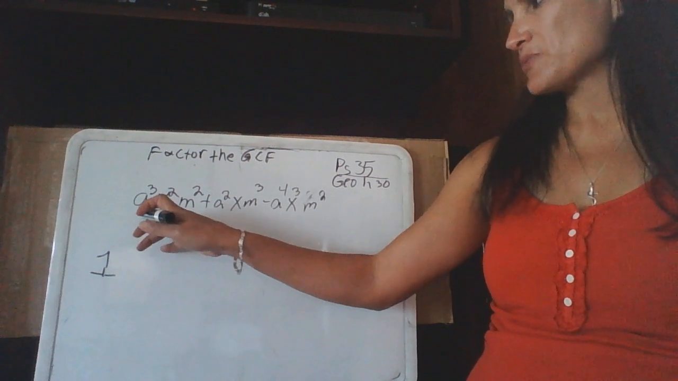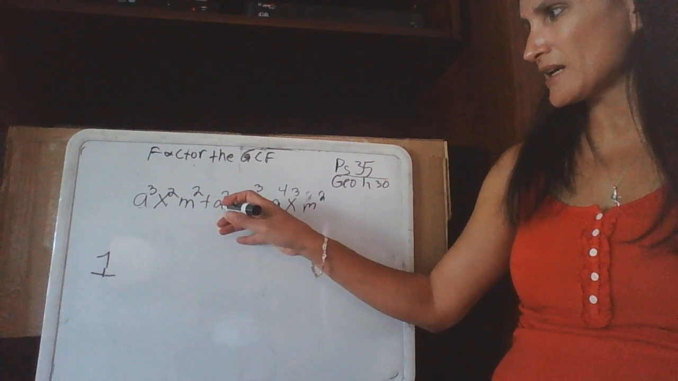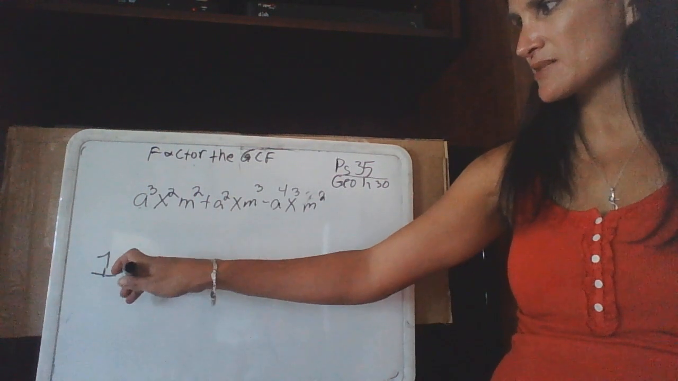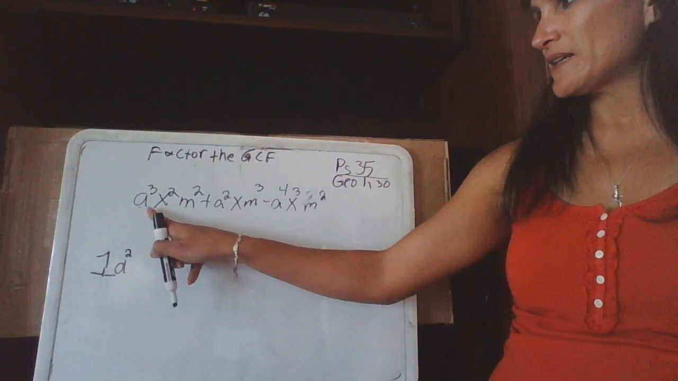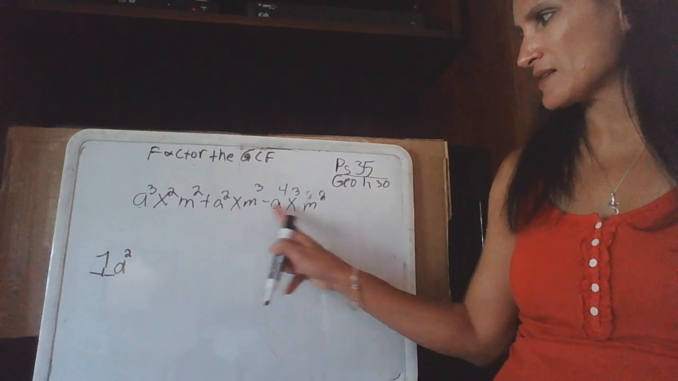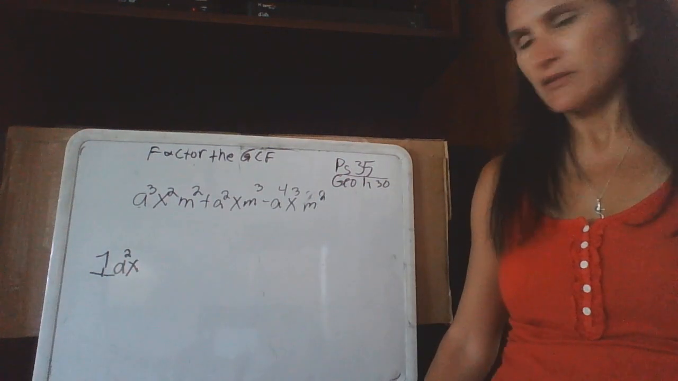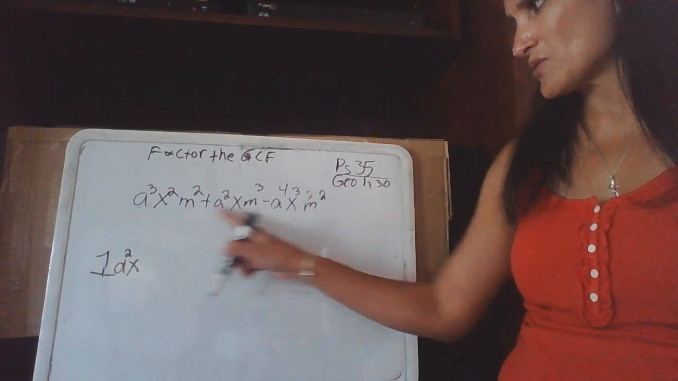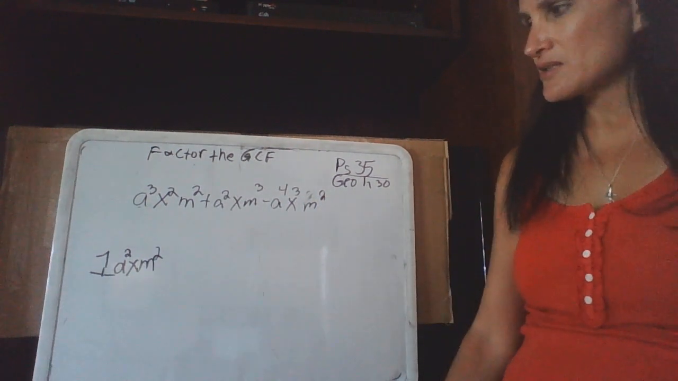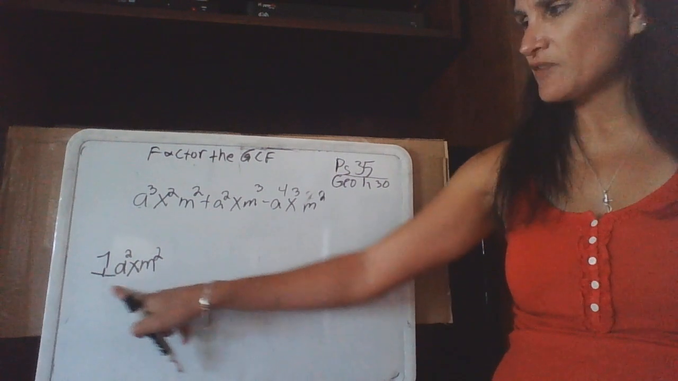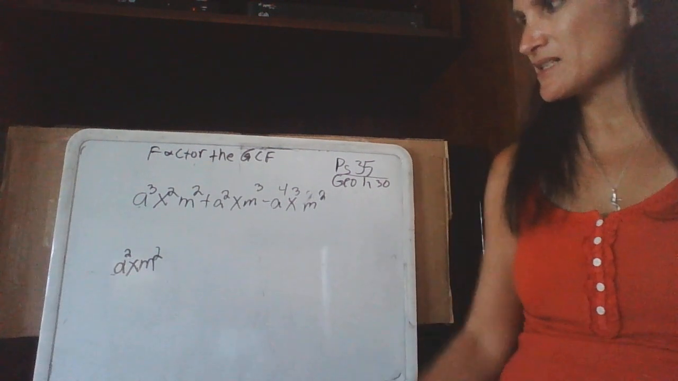Now let's look at the letters. We have a to the third, a squared, and a to the fourth. So the a to the second power is the smallest of the exponents for my a's. So I'll put a squared. Okay. Now I'm going to do that with my x's. This is x squared, x, and x to the third. The x is the smallest one. So I'll put it here. Okay. Now I'm going to do m squared, m to the third, m squared. The m squared is the smallest exponent. So that means my greatest common factor for the trinomial is 1 times a squared x m squared.